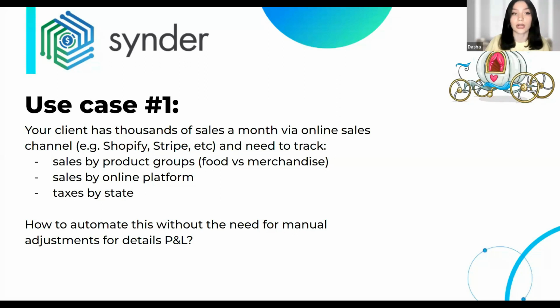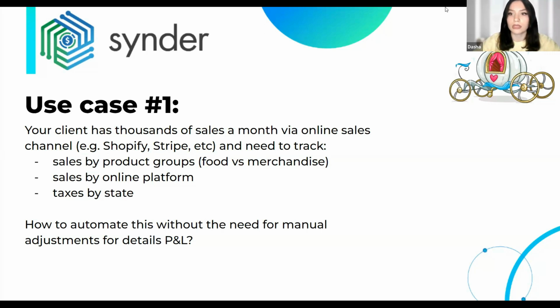They also need to track sales by each of their platforms so they can see the revenue coming, say, from Stripe, Shopify separately. And they also need to track taxes by state. So the question here is how to automatically do that without the need for manual adjustments for the P&L or something of that kind. And that's exactly what I will show you just in a second. We are moving right to Synder at this point.